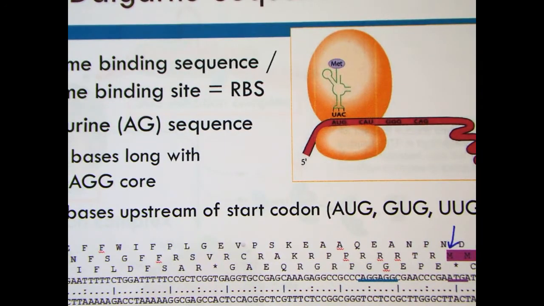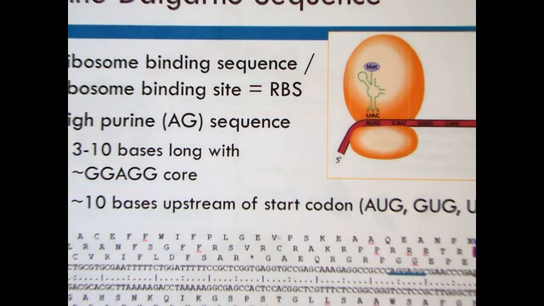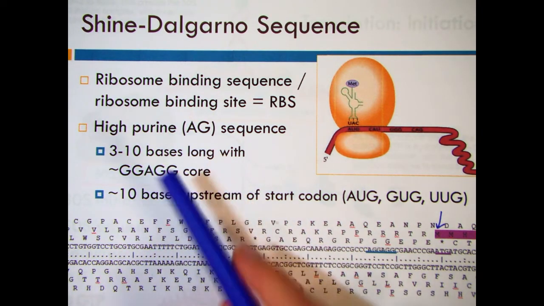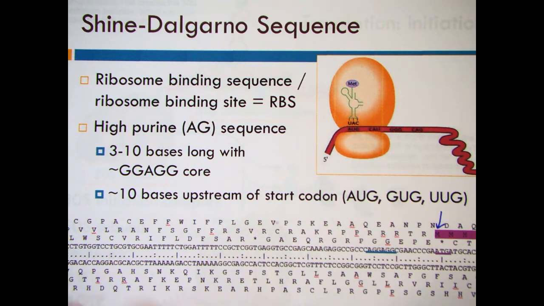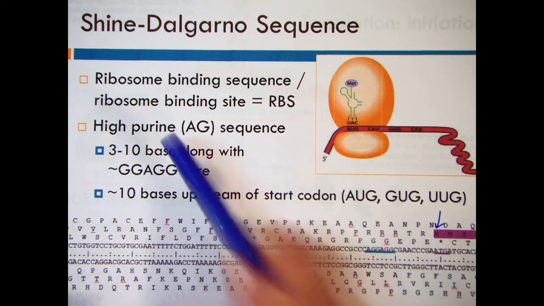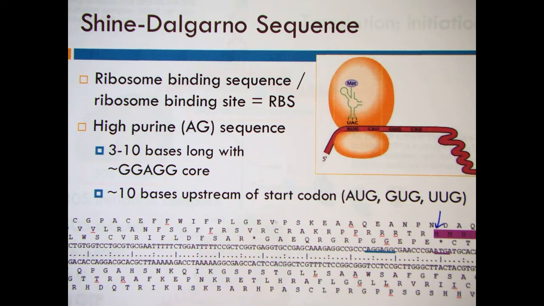And so the ribosome binding sequence, or the Shine-Dalgarno sequence, is going to be a high AG region. Purines are nitrogenous bases with two rings in them, and A's and G's are those. The Shine-Dalgarno sequence is going to be a high AG sequence that is about 10 bases upstream of the start. Let me zoom back in so that I can show you.